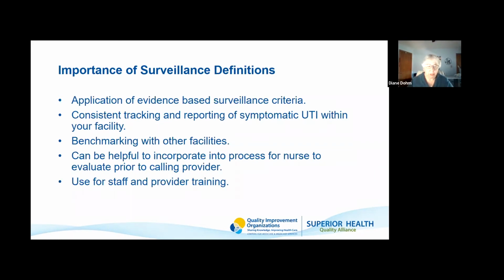Why is it important to use these surveillance definitions? It helps us to apply evidence-based surveillance criteria so that it's uniform across the nation. It allows consistent tracking and reporting of your symptomatic UTI within your facility. It allows you to benchmark with other facilities as well as benchmarking against a national average. It can be helpful, and we're going to talk about this today, to incorporate those surveillance definitions into the process when your nurse calls a provider. They're also helpful for doing staff and provider training.